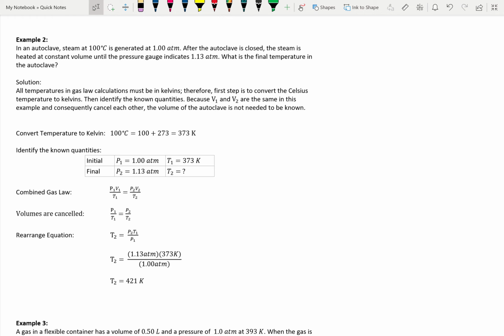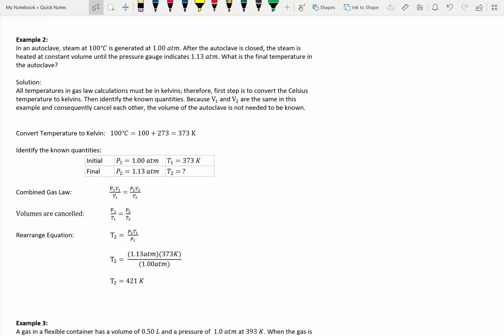In an autoclave, steam at 100 degrees Celsius is generated at 1 atmosphere. After the autoclave is closed, the steam is heated at constant volume until the pressure gauge indicates 1.13 atmosphere. What is the final temperature in the autoclave? So we have 100 degrees Celsius, right? We have to convert that into Kelvin, and we get our starting temperature. If you remember the equation, it was degrees Celsius plus 273, we get the Kelvin. So 100 plus 273, we get 373 Kelvin, our starting temperature.